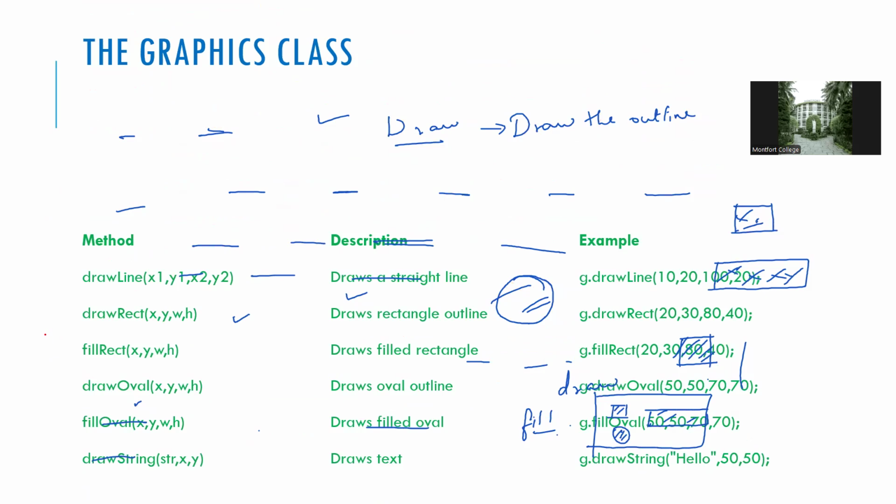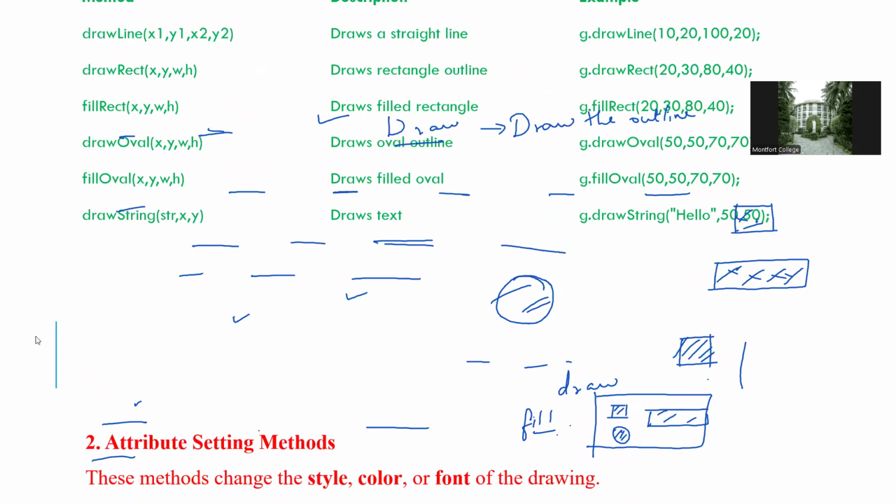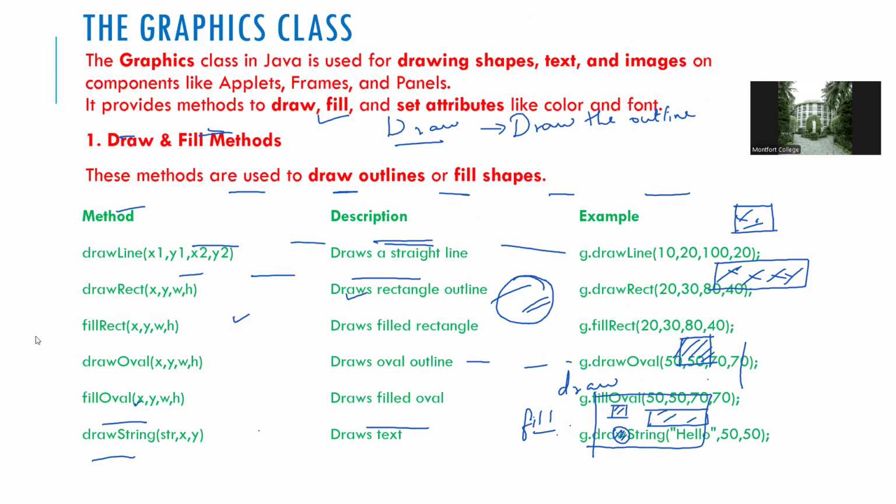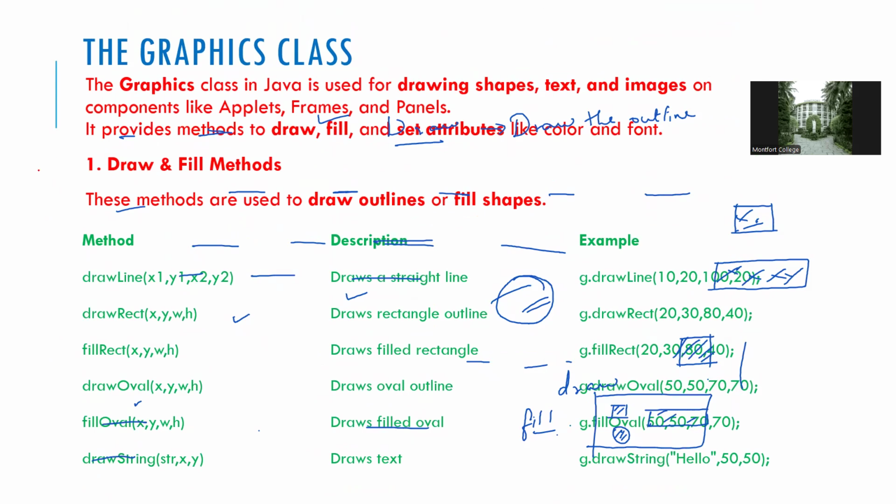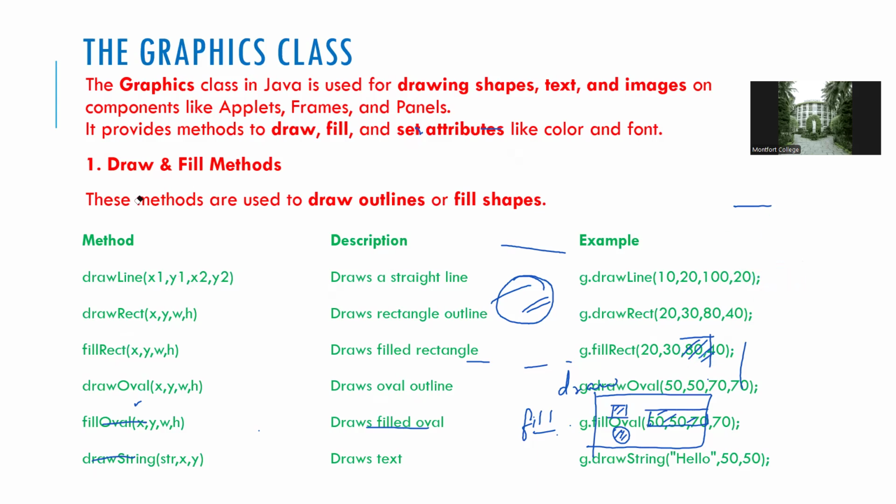Now, the graphics class. Here we have the graphics class, and in it we have some methods. One by one we will see. First, the draw and fill methods we are going to use. In the draw and fill methods, we will see the attributes one by one, what the syntax is, and what the x-axis and y-axis are. We will cover these in this.